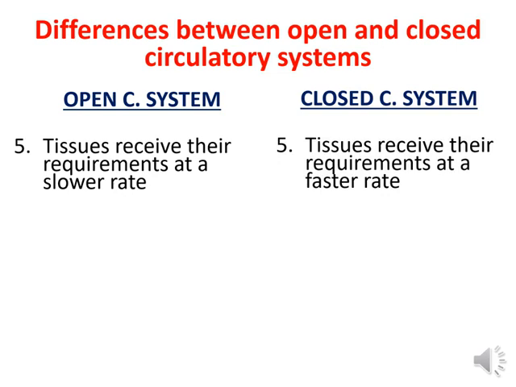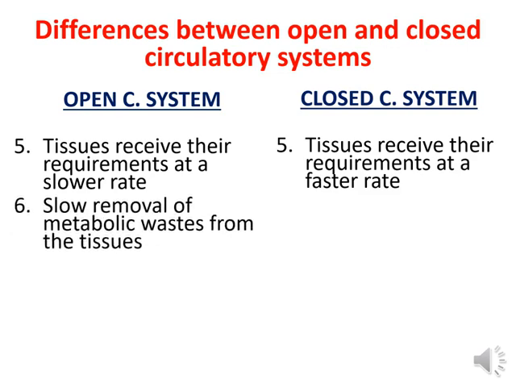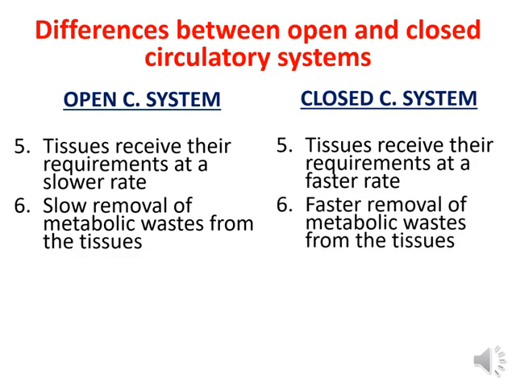Number six, in open circulatory system, there is slow removal of metabolic wastes from the tissues, while in closed circulatory system, there is faster removal of metabolic wastes from the tissues.